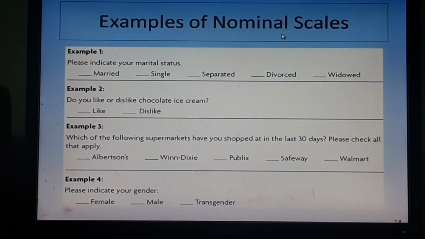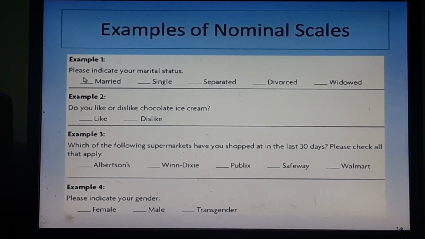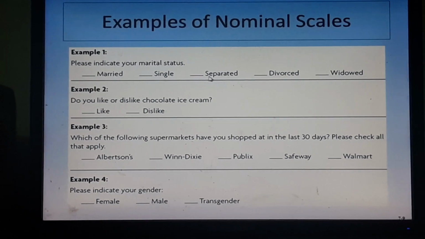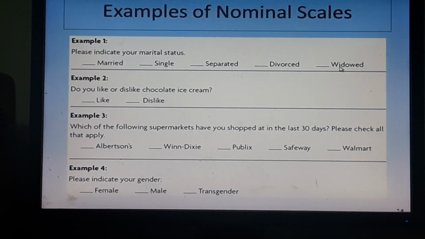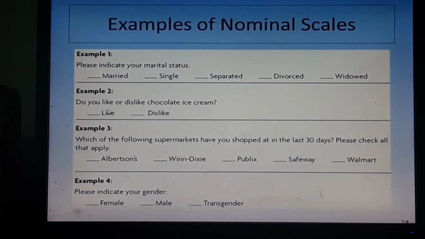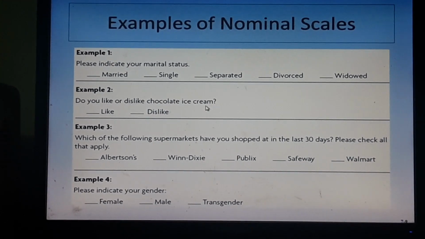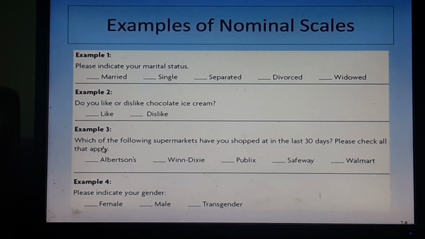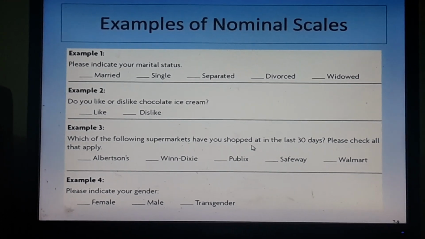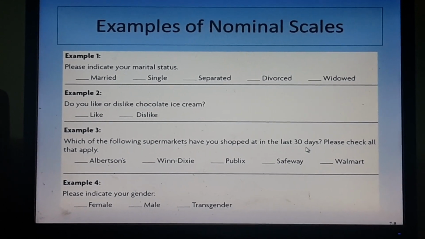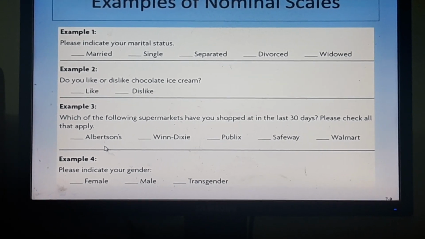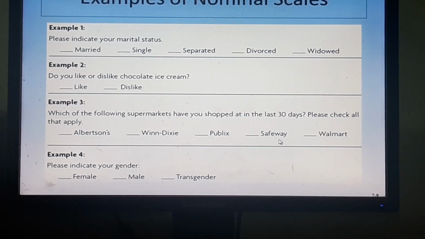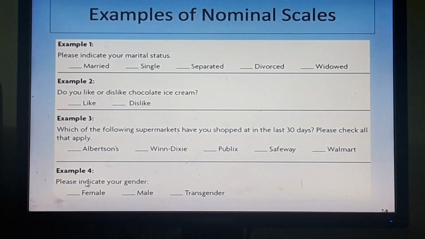Here are a few examples of nominal scales. Example 1. Please indicate your marital status: married, single, separated, divorced, and widowed. Example 2. Do you like or dislike chocolate ice cream? Like or dislike. Example 3. Which of the following supermarkets have you shopped at in the last 30 days? Please check all that apply. Albertsons, Winn-Dixie, Publix, Safeway, Walmart. Example 4.